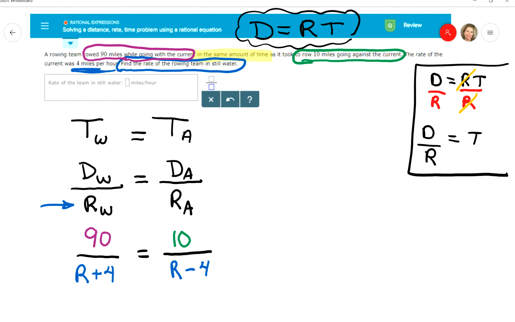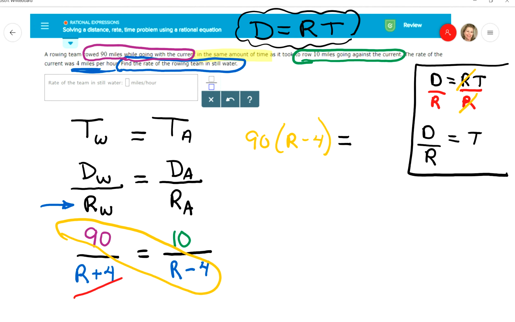And as I talked about in my announcement about proportions, there's a property about proportions that says that the cross products are equal. So all I'm going to have to do is multiply this cross product, 90 times R minus 4. And that is going to equal the other cross product of 10 times R plus 4.